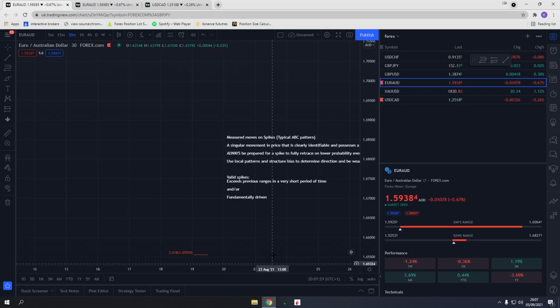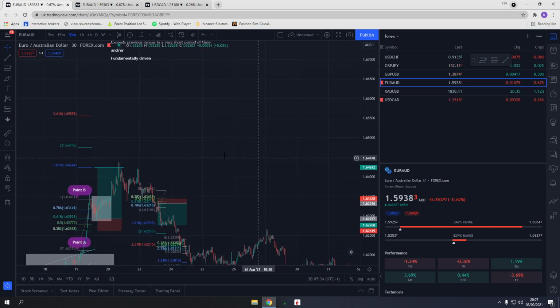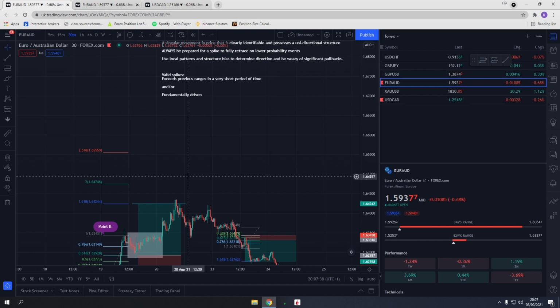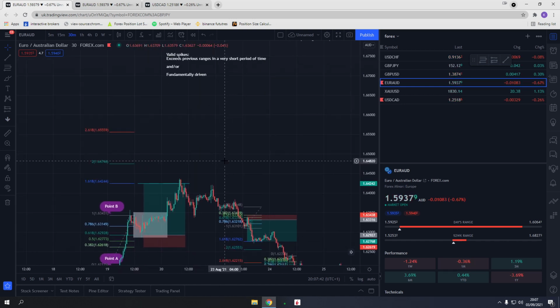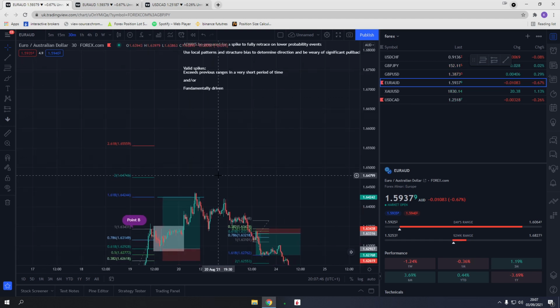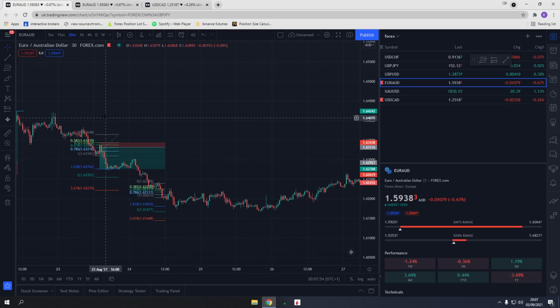and as I said in this point here, we are using the local patterns and the structure bias to determine the sort of odds and the probability of our take profits getting hit. So it's not some sort of one size fits all strategy. It is something that you do have to sort of tinker with, backtest, figure out what works and what doesn't work for each pair. But this is the sort of bare bones of it. A few other examples here.